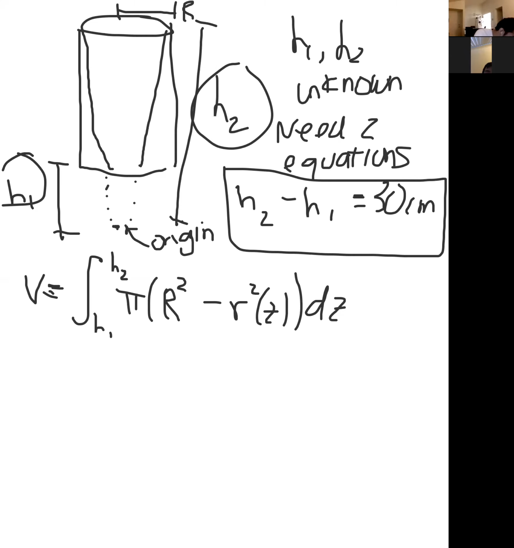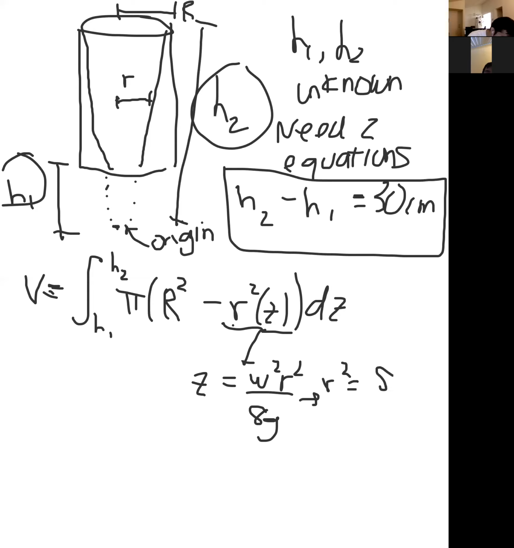Where little r defines this distance right here. So little r is the distance from the center of the cylinder over to the surface of the water. This you can obtain from our previous formula. So remember, our previous formula was this. We can use this to solve for r squared. So r squared is going to be 8gz all over omega squared, where you know basically everything here except for z, which you can plug in.